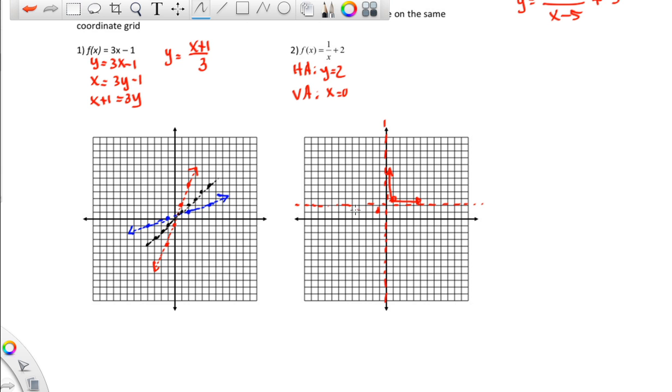And I guess I switched my colors again, so in this one, I don't like that one, sorry. Alright.